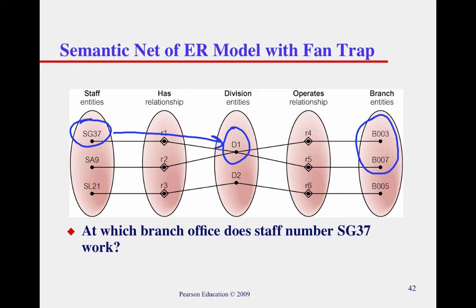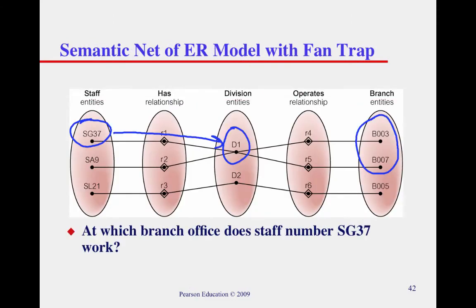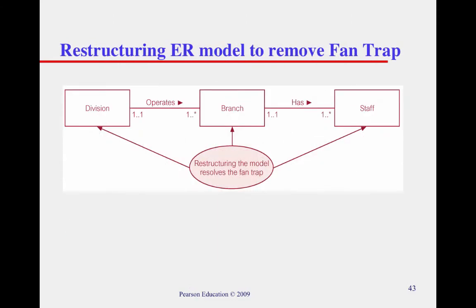You can typically fix this type of problem. This type of problem typically occurs when you have two one-to-many relationships going in opposite directions. So here you have a one-to-many, here you have a one-to-many, and they're going in opposite directions. Typically, you can fix that by simply reversing the direction of one or both of the arrows.